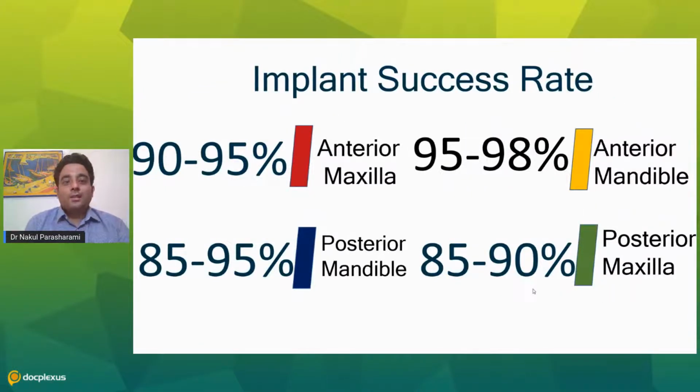So the implant success rate differs from position to position along the maxilla and the mandible. In the anterior maxilla, it is around 90 to 95%. In the anterior mandible, it is around 95 to 98%. Posterior mandible is 85 to 95%, and posterior maxilla is 85 to 90%.